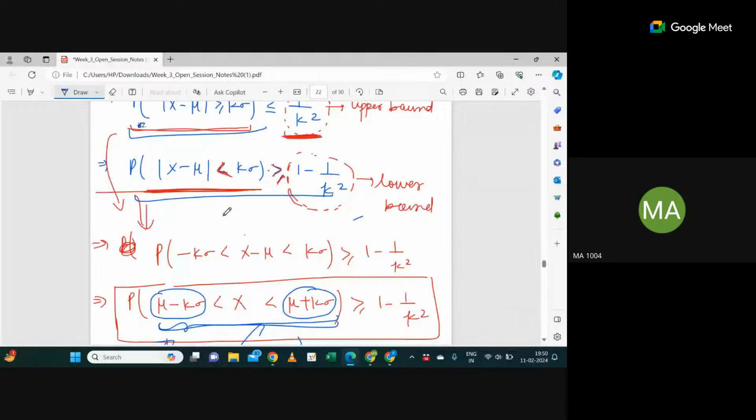If you see this case, modulus of x minus mu less than k sigma. If you expand this, I get mu minus k sigma less than x less than mu plus k sigma, right? So the right-hand side is the same anyway. So I got this form from this one.